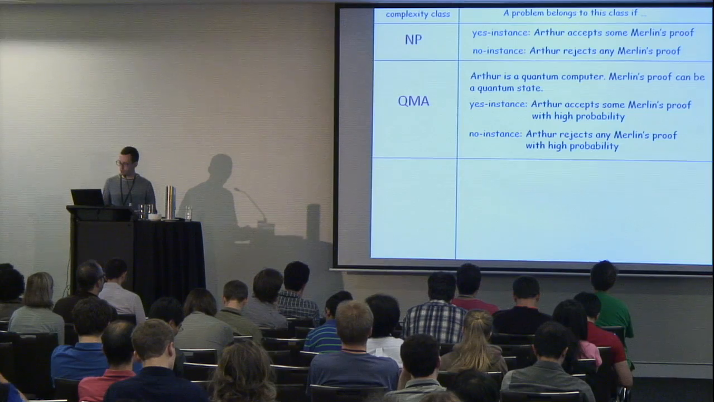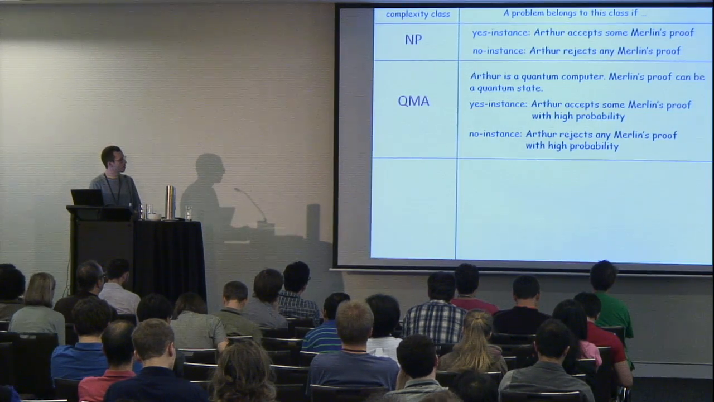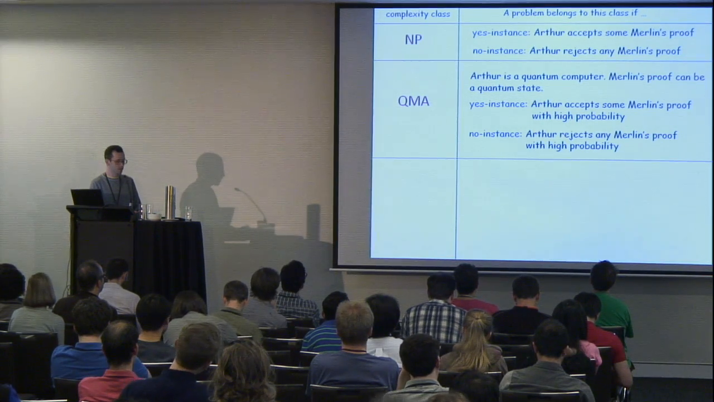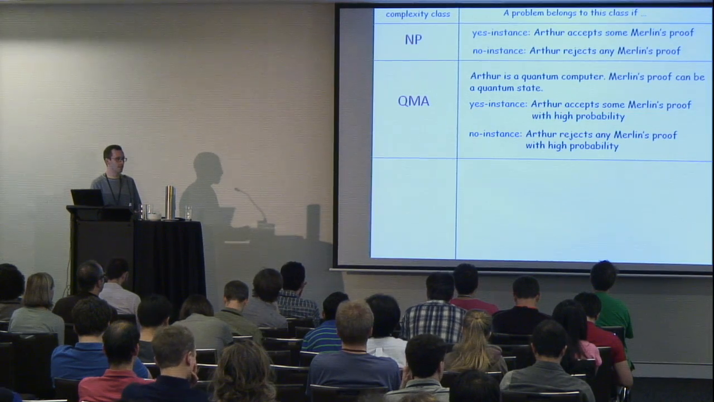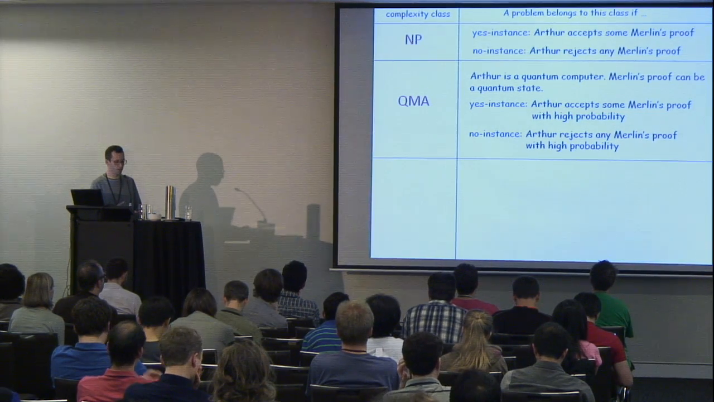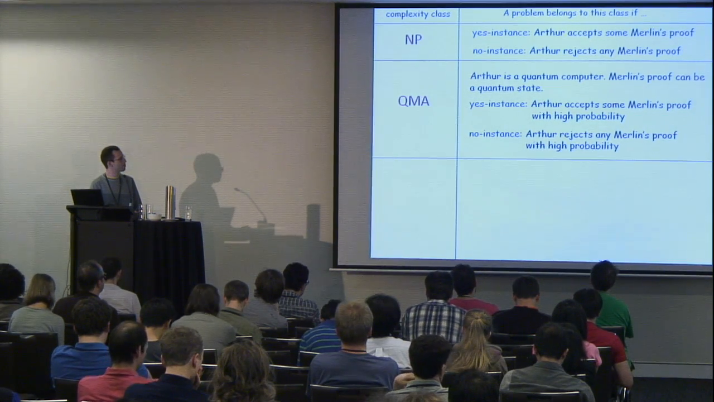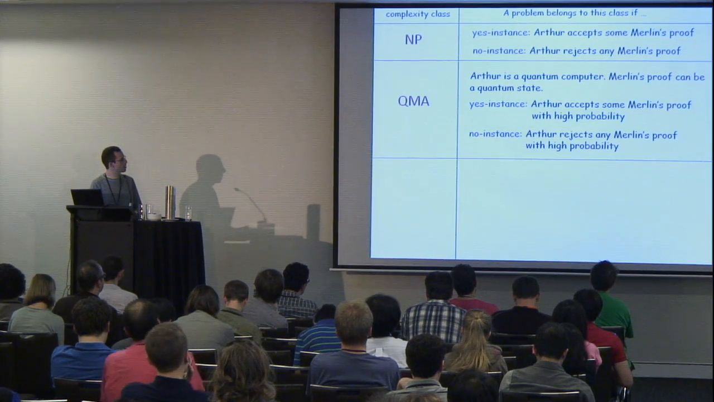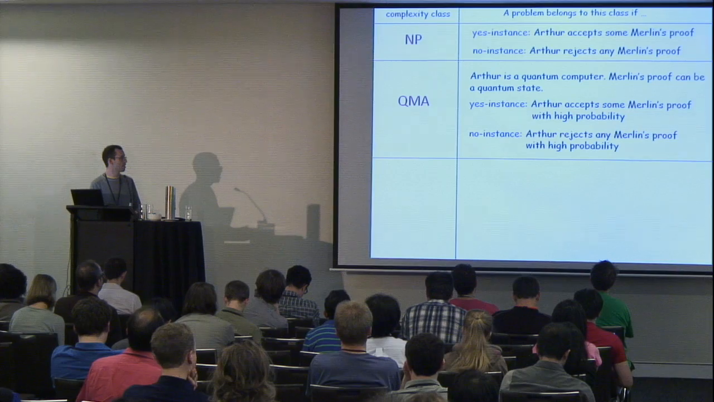We also know that QMA is the class of problems where you have a verification procedure of this form, but where the proof and Arthur's computation to verify can both be quantum. So now the proof can be a quantum state, and Arthur runs it through a quantum computer to do verification. Whereas NP is deterministic, QMA is probabilistic. So the verification procedure only succeeds with some probability.